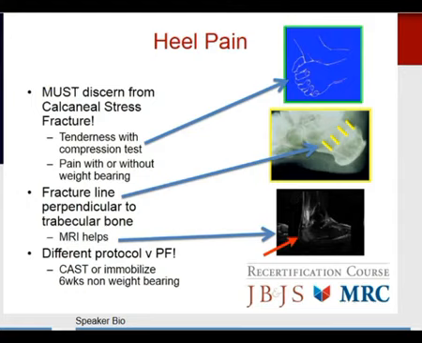In that case, we cast these patients. We do not put them through a typical physical therapy protocol because you'll cause more irritation and make them more angry when it gets done. So make sure that you discern calcaneal stress fractures versus plantar fasciitis. Stress fractures immobilize, plantar fasciitis move.